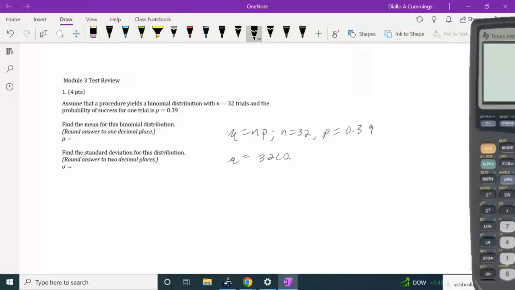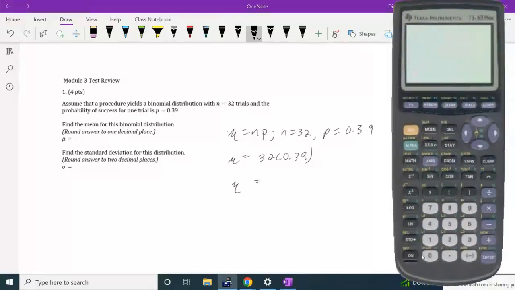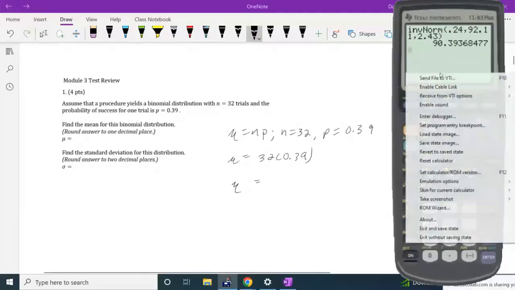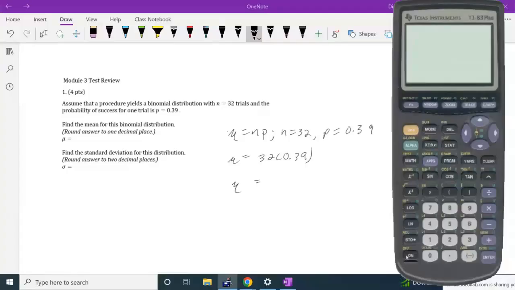So 32 times 0.39. Okay, what is going on? 32 times 0.39. Rounded to one decimal place would be 12.5. All right, so that's the mean.